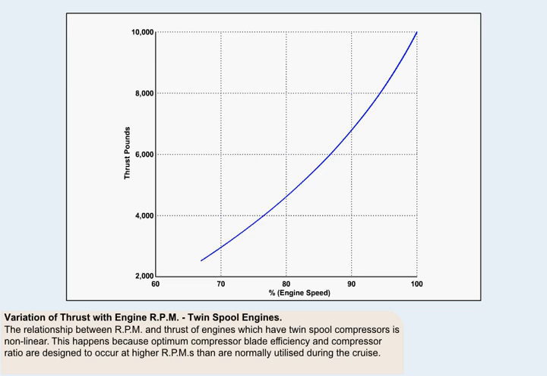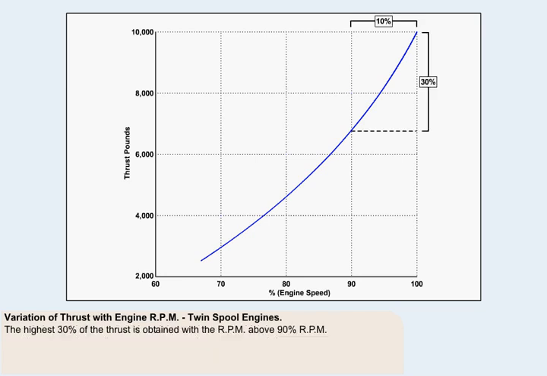Engines which have twin spool compressors have a slightly different relationship between RPM and thrust developed. This happens because optimum compressor blade efficiency and compressor ratio are designed to occur at higher RPMs that are normally utilized during the cruise, where the engine spends most of its working life. The relationship between RPM and thrust becomes non-linear, as shown in this diagram. This diagram illustrates that the highest 30% of the thrust is obtained with the RPM above 90% RPM.